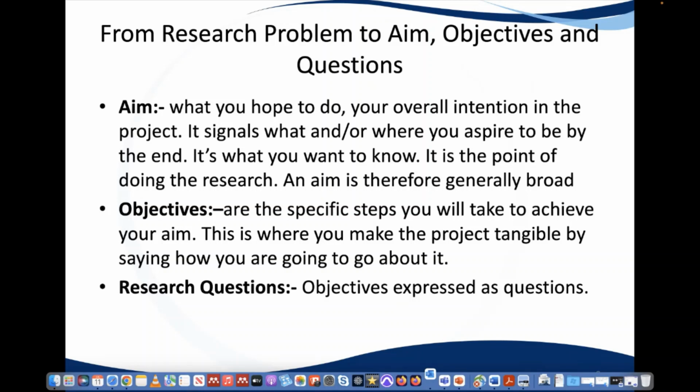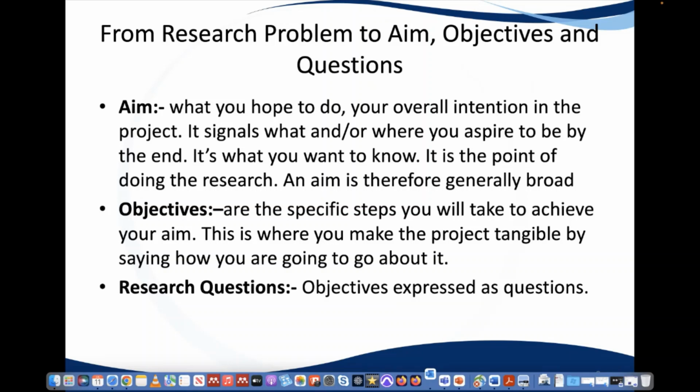So when we talk about objectives, what we are literally saying is that, look, if you're going to study something, or you have an aim to understand something, to get to that understanding, there are smaller pieces of knowledge you need to gain to be able to achieve your aim. Those smaller pieces are called objectives.